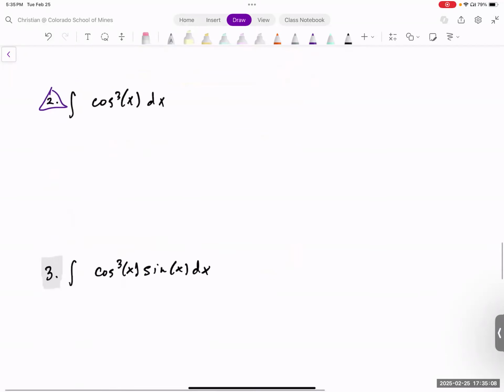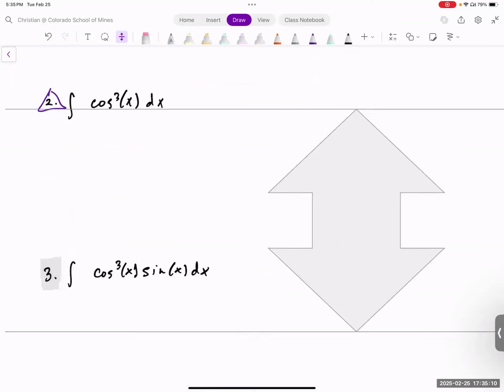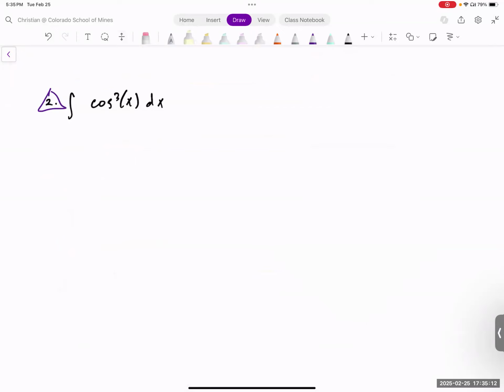Okay, so now I'll let you pause and you try this, cosine cubed x. So there's no sine, there's no even anything present, but we have an odd power present. It's cosine cubed. So run through the process. You'll take off a single cosine, rewrite the remaining even with the Pythagorean identity, and use a u sub. Okay, pause, try that out, and then come back.